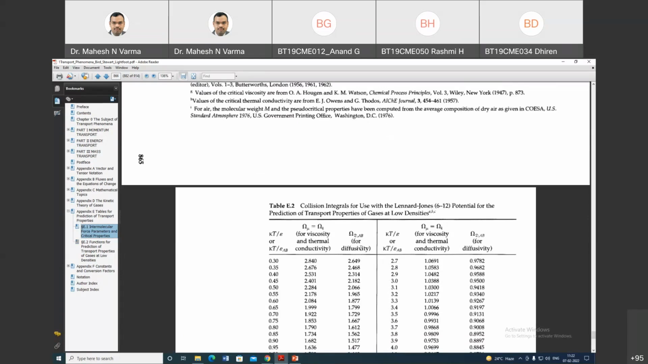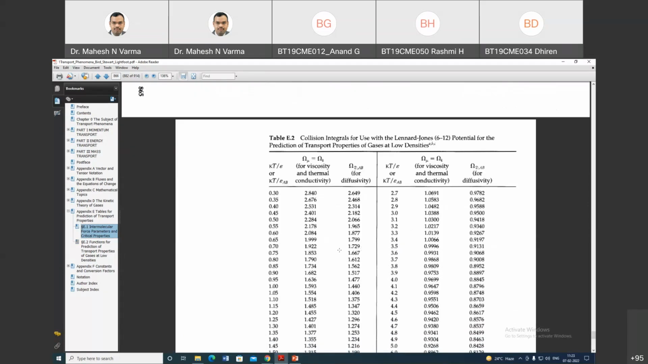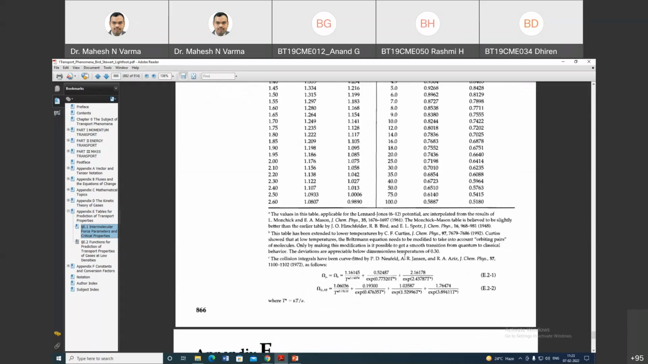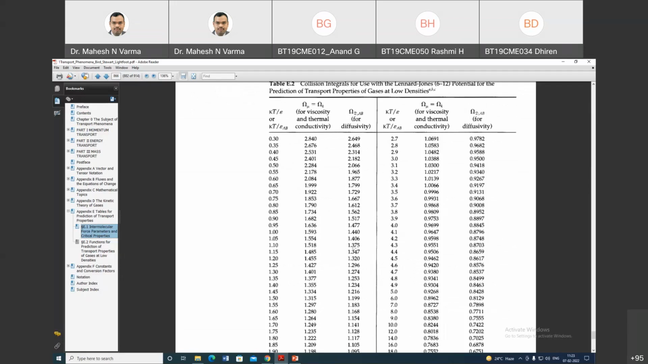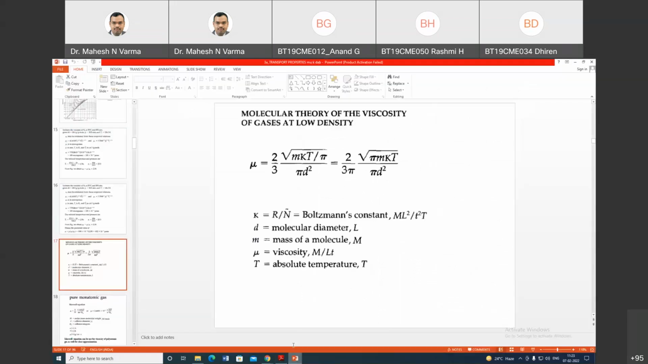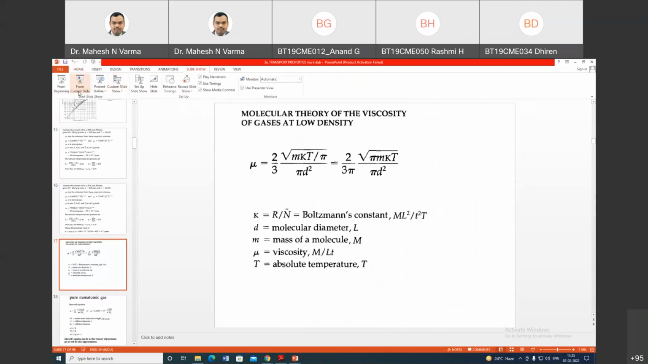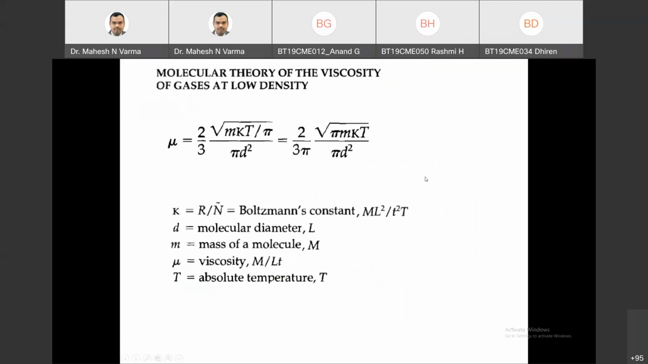This is the collision integral for diffusivity, and you can use this data to get the value of viscosity. So that is what we are going to see. Derivation of these equations is not our main aim. Our main aim is just to have a feel that there are some equations available which will give me a viscosity if needed.